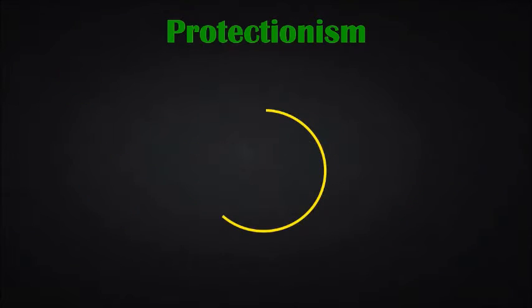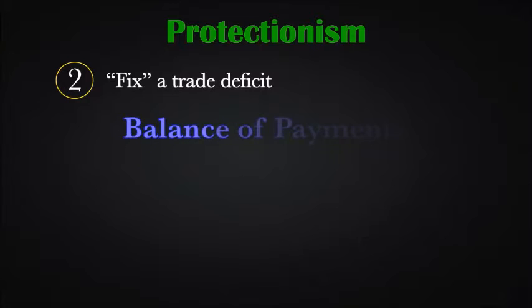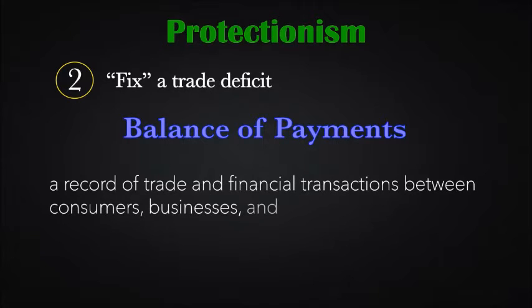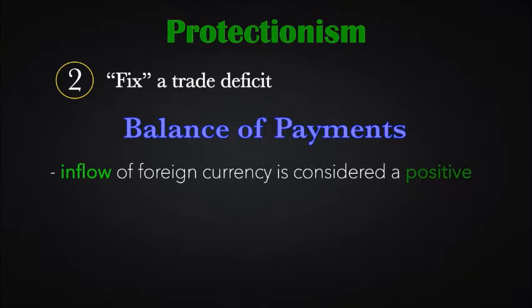Another reason why protectionist policies are implemented is to deal with an imbalance in the balance of payments accounts. Balance of payments is a record of trade and financial transactions between consumers, businesses, and governments from one country to another. An inflow of currency is considered a positive. So for example, if an American soy farmer sells his product to a Chinese business, then Chinese currency flows into the country. In other words, exports are considered a positive.